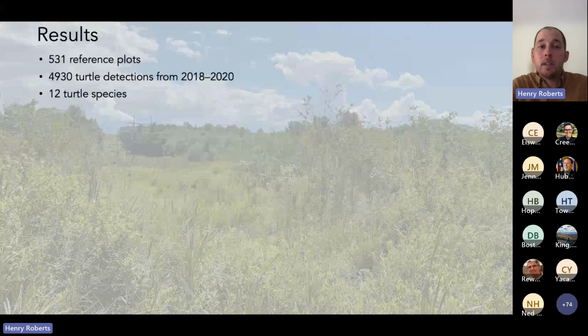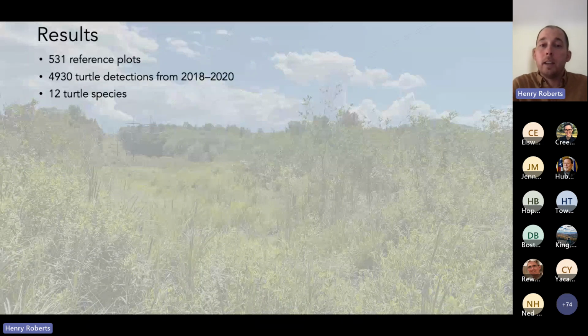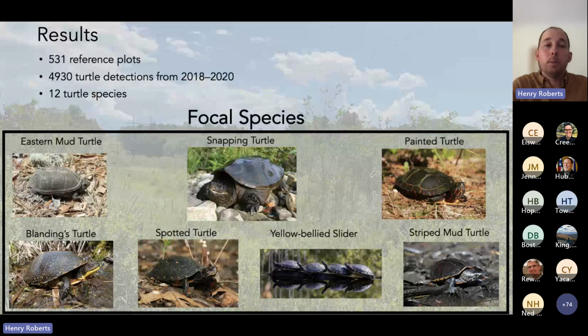A lot of these species didn't have enough data to really conduct analyses, so we ended up with 7 focal species: the eastern mud turtle, the snapping turtle, the painted turtle, the Blanding's turtle, the spotted turtle, the yellow-bellied slider, and the striped mud turtle.